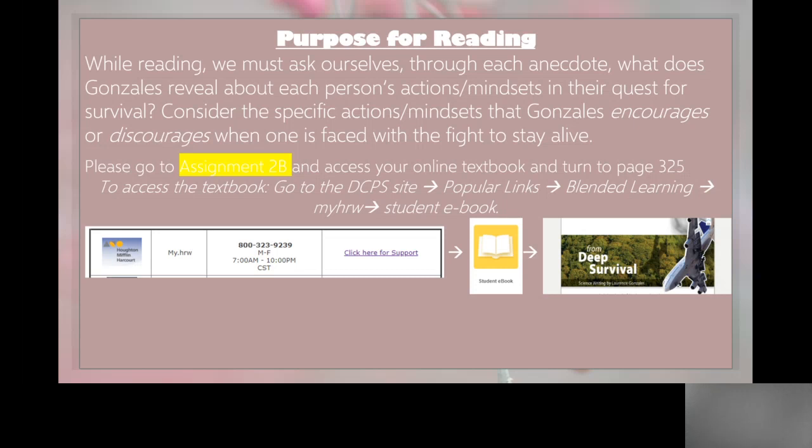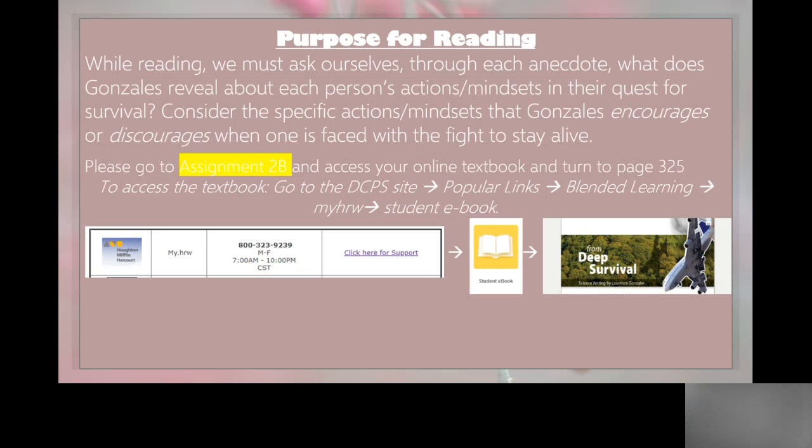Based on the anecdotes referenced in Lawrence Gonzalez's writing, Deep Survival, what actions and or mindset does he believe are essential to one's survival? Just as a side note, if you don't know what anecdote means, anecdotes are short stories about an incident or person. So he uses a variety of short stories to teach you about what you should and should not do to survive. So while we're reading, we should consider certain actions and mindsets that Gonzalez encourages or discourages when one is faced with a fight to stay alive. So what he says to do and not do.